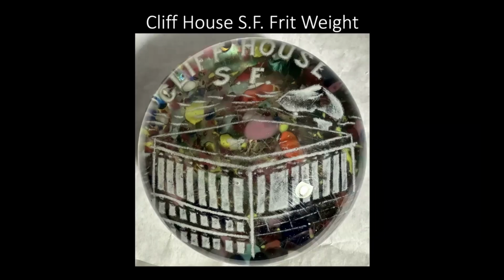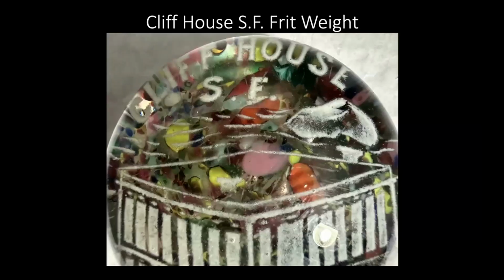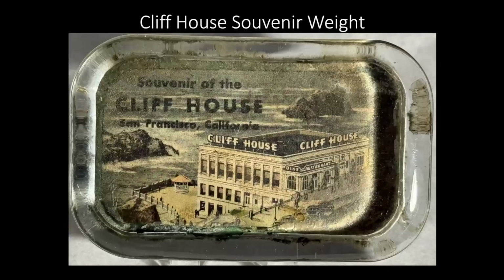In the front, you can see the Cliff House. The design is somewhat hard to make out because of the multicolored spatter as the ground, but in the back, you can see waves and one of the seal rocks. This is a clear picture of that scene from an old souvenir weight. Cliff House in the front, seal rocks in the back.